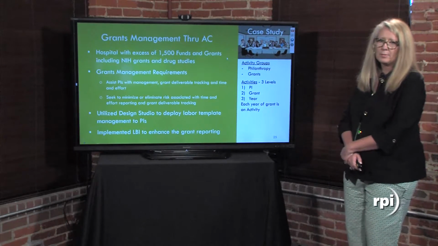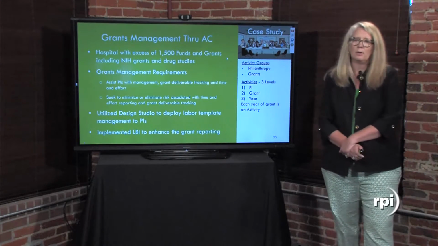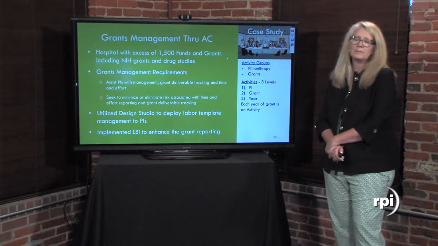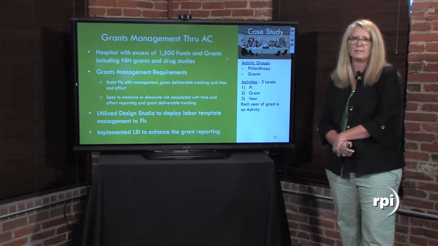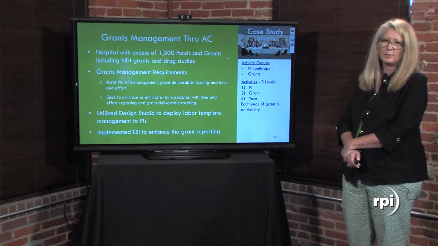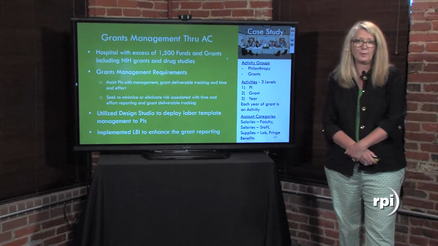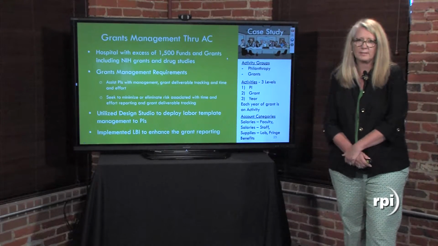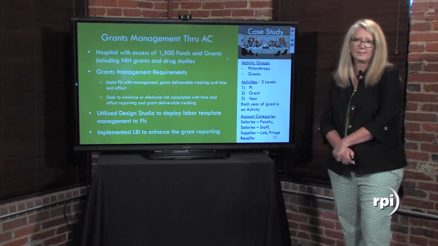Initially, they started with 3 levels where they had principal investigator, grant, and year. Over the years, they decided they could do without the year, so they took that away because a grant is a life-to-date kind of thing, so they determined they could get rid of the year. And their account categories were salaries, faculty, salary, staff, supplies, lab, fringe benefits, those kind of things.